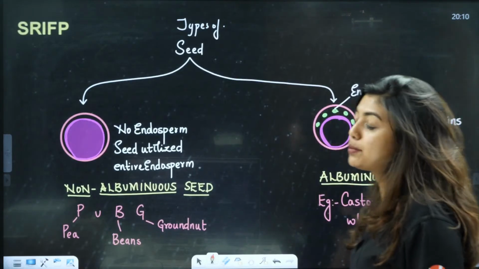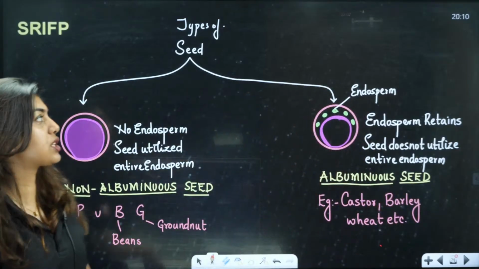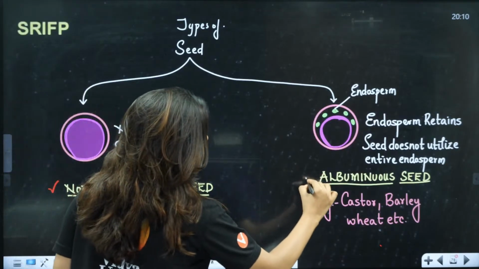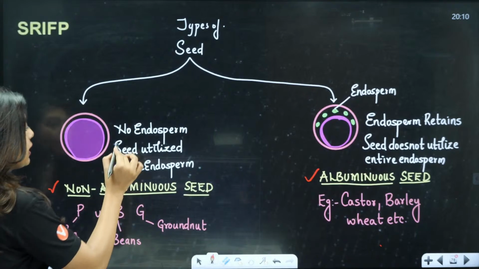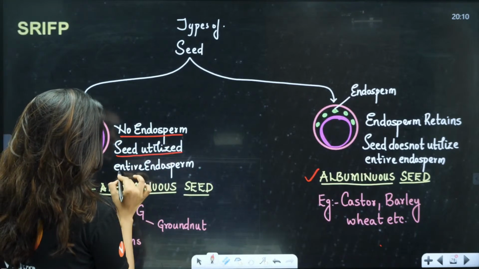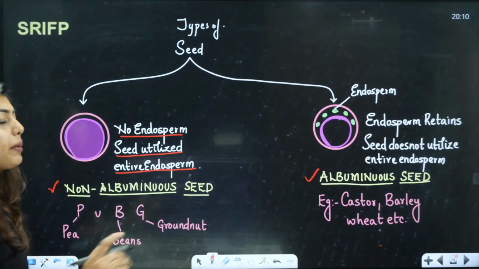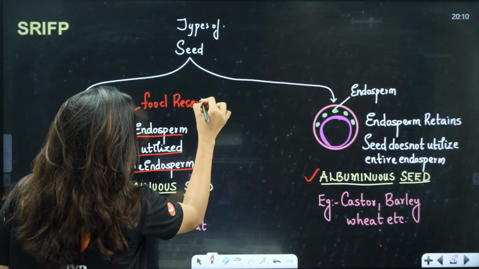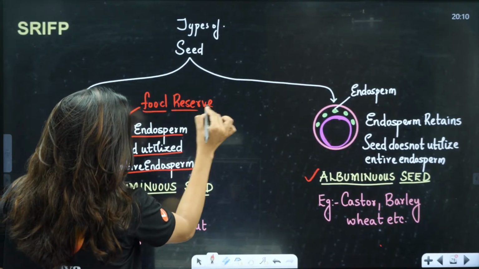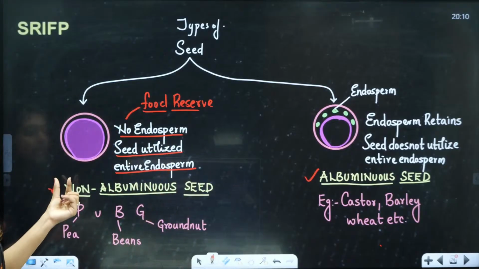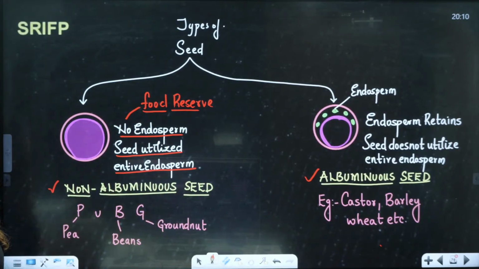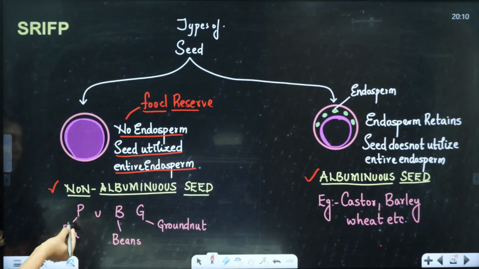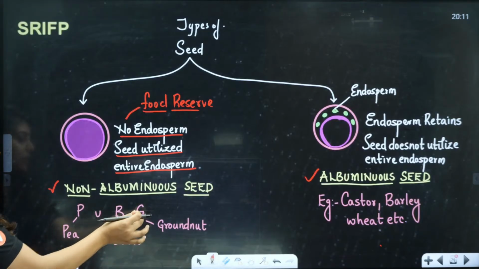This will be asked. Types of seeds will be asked for you. Types of seeds means one which is called a non-albuminous seed, one which is called an albuminous seed. Non-albuminous seed means no endosperm, the seed utilized the entire endosperm. Endosperm was the food reserve. If the entire food reserve is utilized, that kind of seed we call a non-albuminous seed. Remember the PUBG game, everyone knows it: P for pea, U nothing, B for beans, G for groundnut.